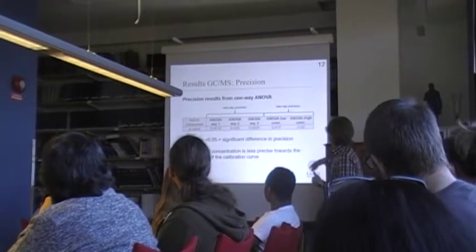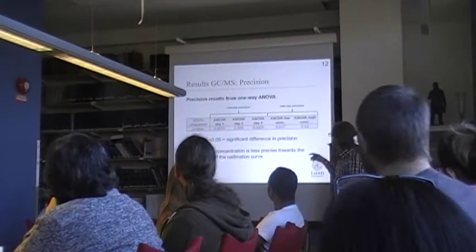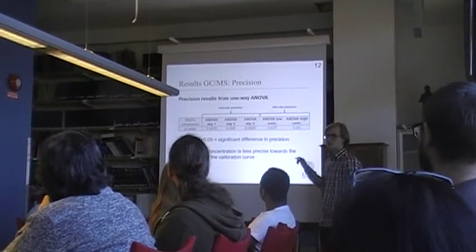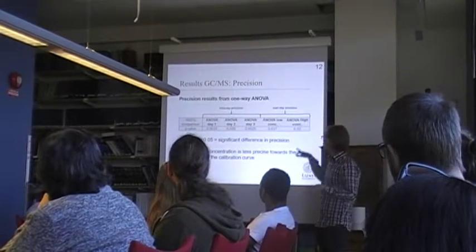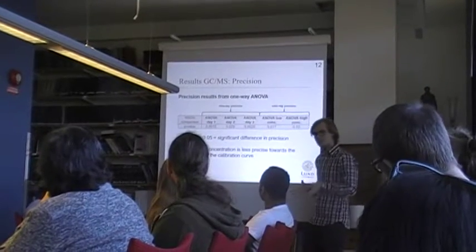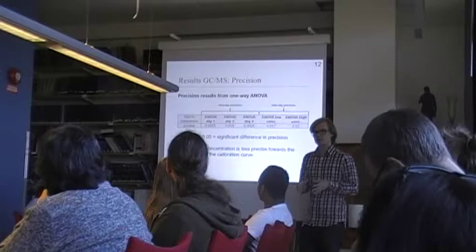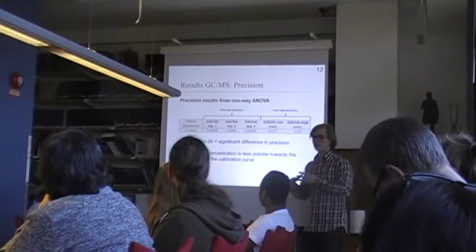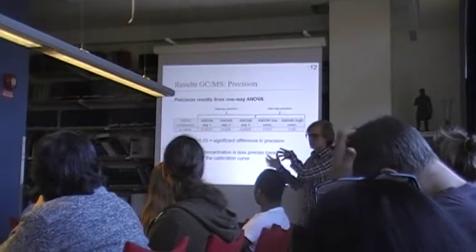calibration curve. Furthermore, for intraday precision, it seems that the calculated relative standard deviation at lower metabolite concentrations seems to be varying between days, but not at higher concentration. What this all signifies is that calculated precision at lower concentrations seems to be less precise than when we're calculating metabolite concentrations at higher concentrations.